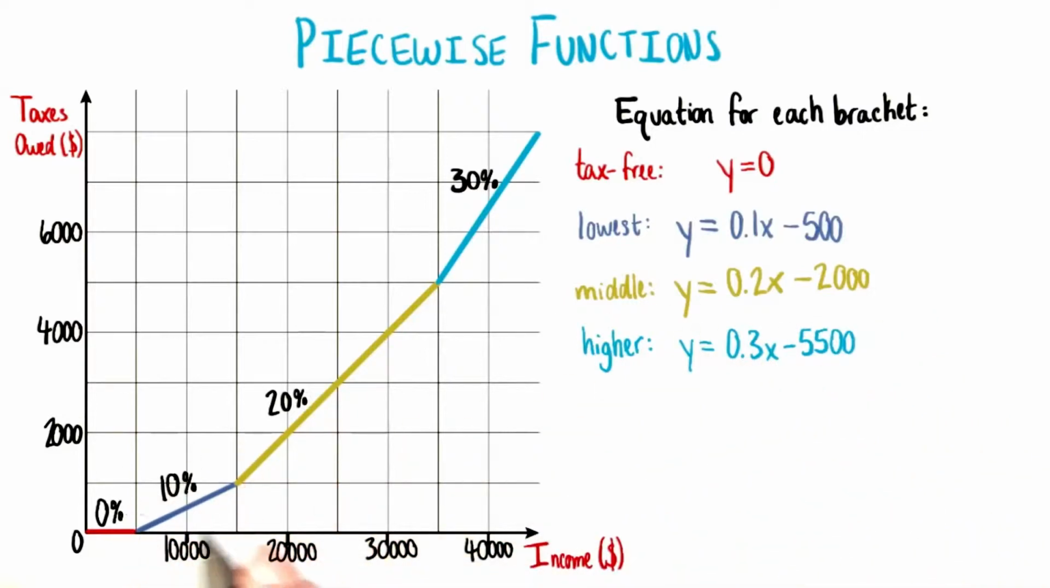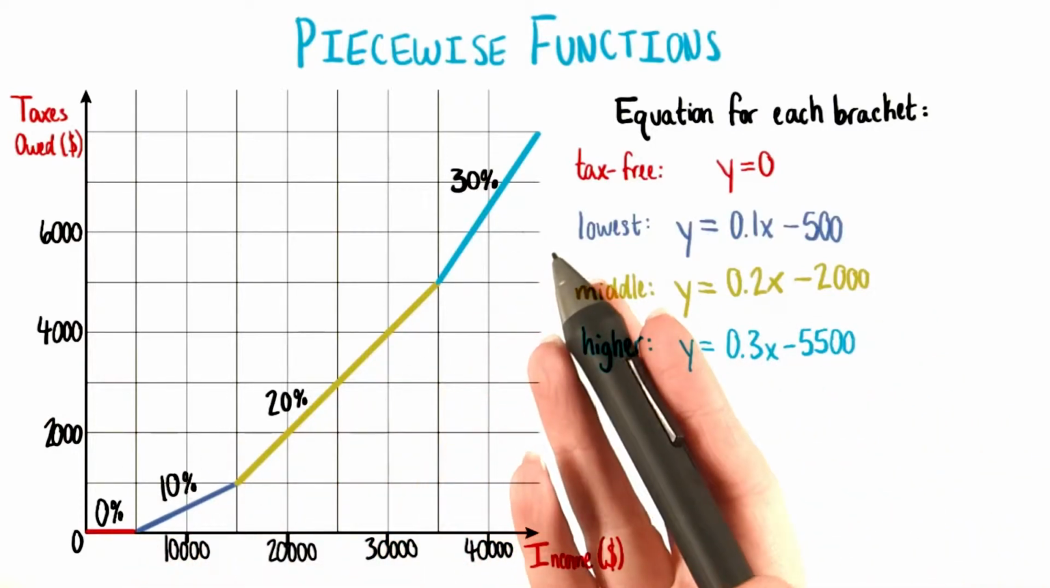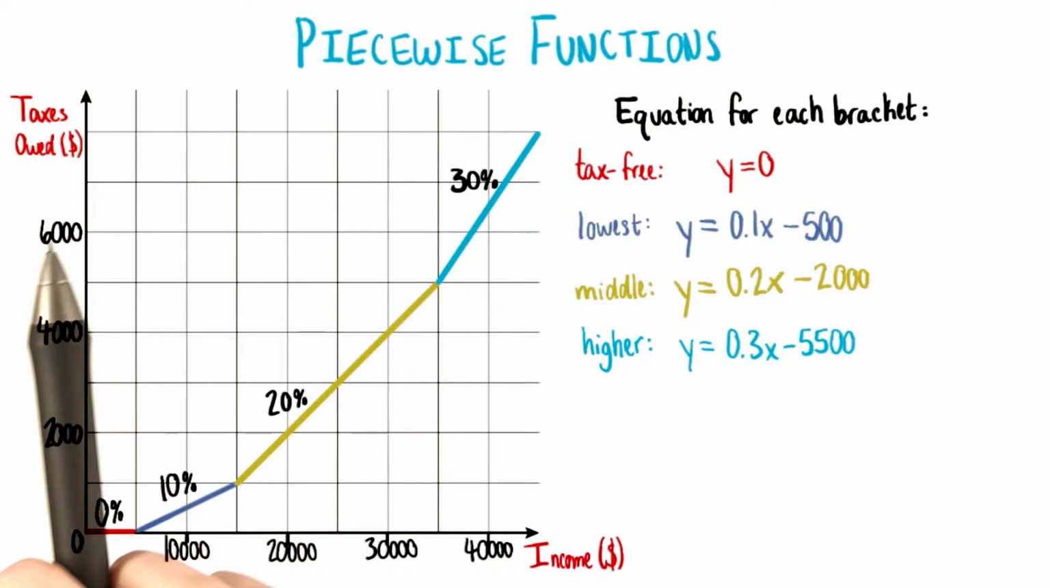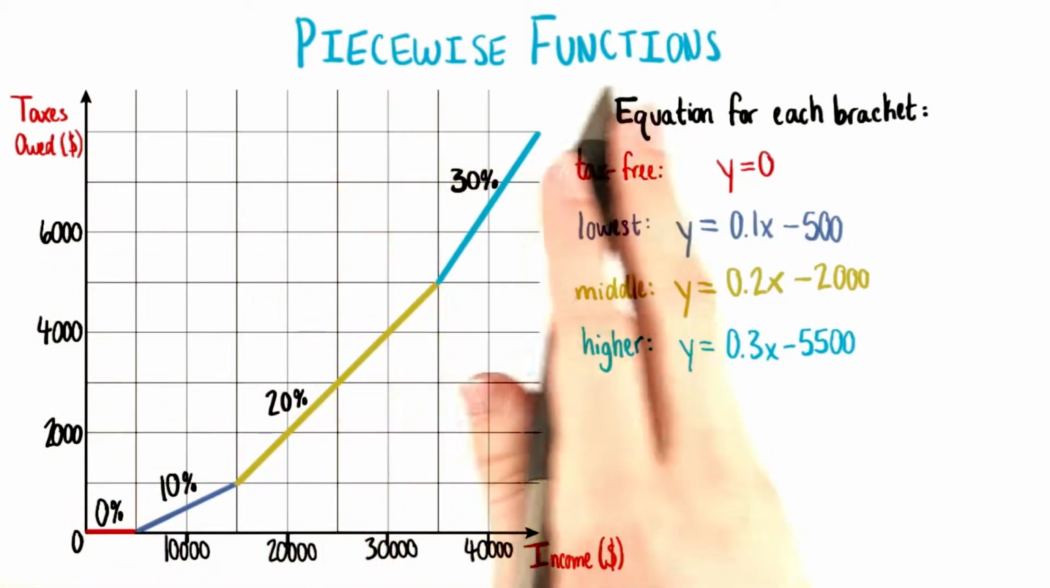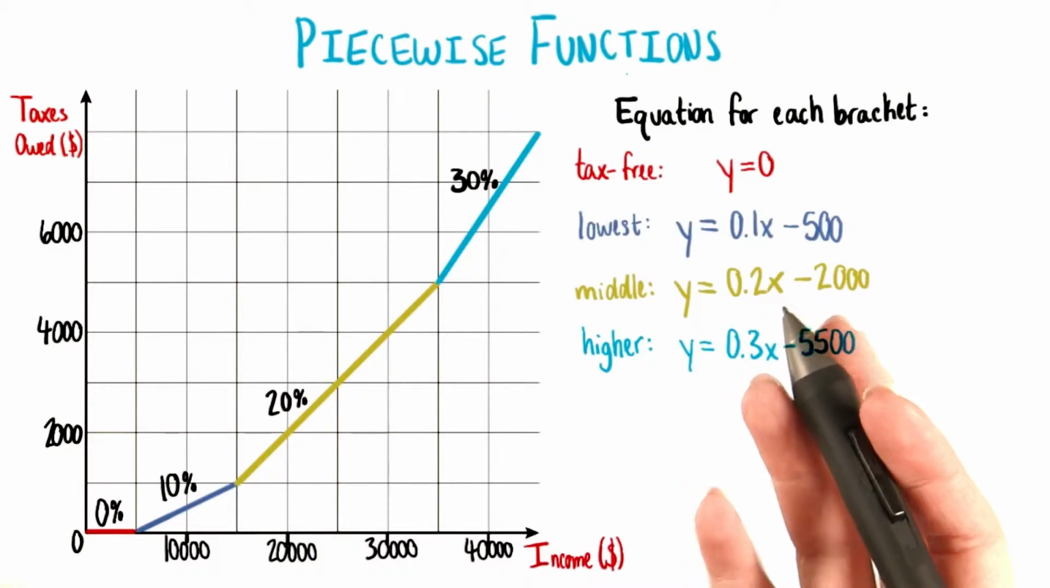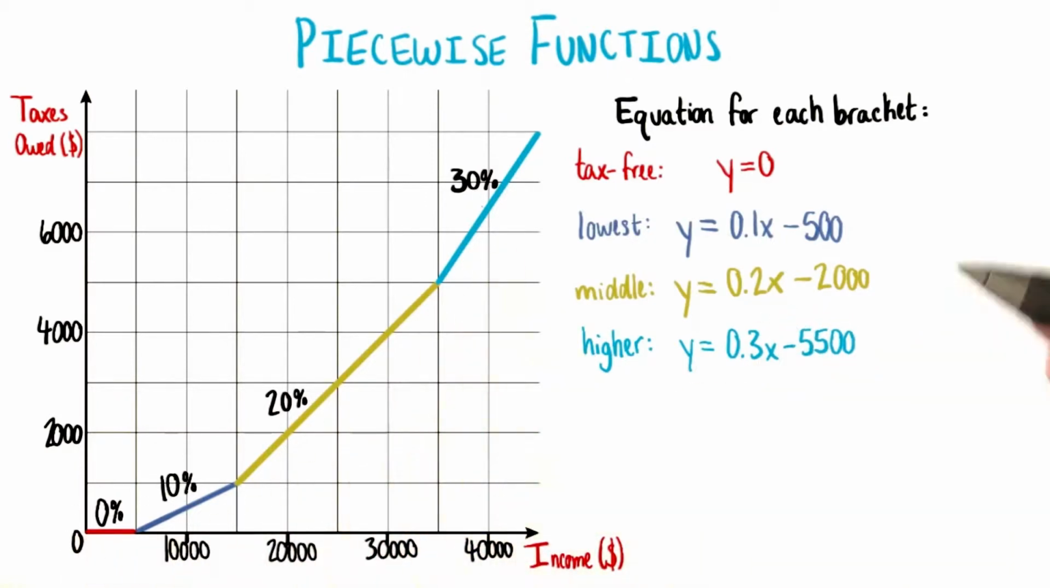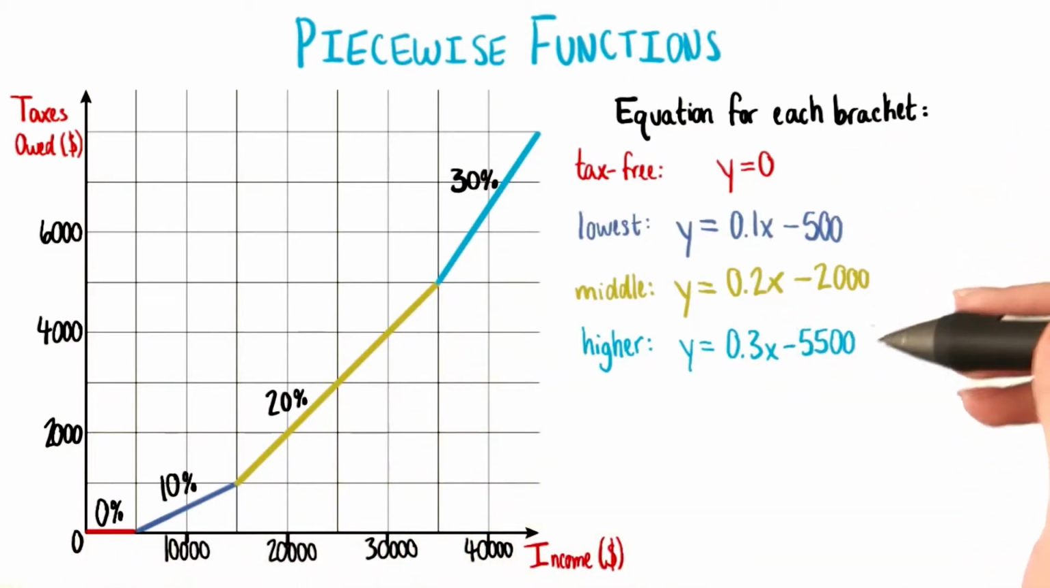When we put all of these pieces together, what we get is actually a function. We can tell since it passes the vertical line test. This kind of function is called a piecewise function because, well, it's defined in different pieces, since different functions are defined in different parts of the domain.